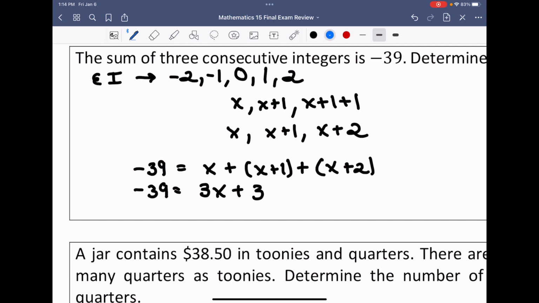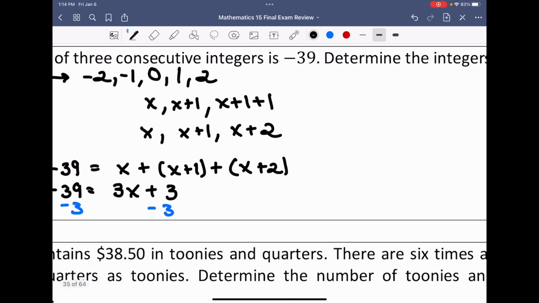Okay, now my job is similar to whatever else I did in equations. I want to isolate the variable: minus 3, minus 3. I'm going to continue this over here on the top. We get negative 39 minus 3, that's equal to negative 42, which is equal to 3x. And now I know if I have a coefficient on the x, I need to divide it. So I'm going to take that 3 and divide both sides by it. That's going to eliminate it from the variable, meaning x is equal to, in this case, negative 14.